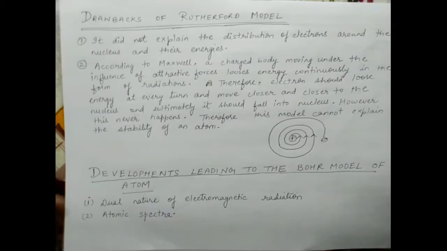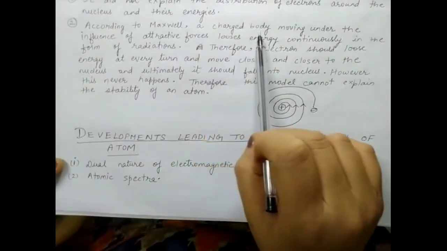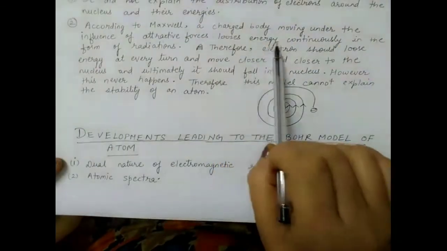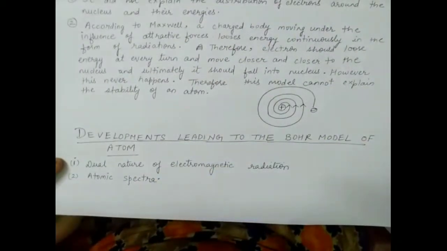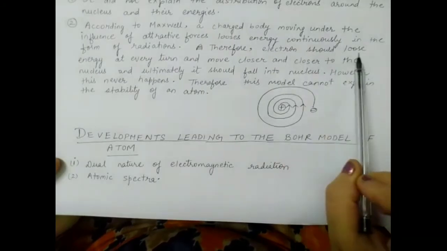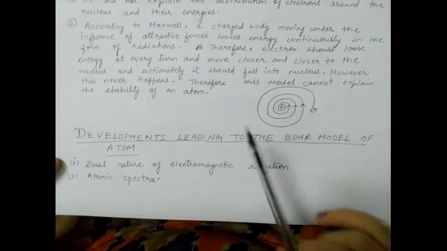Now the second drawback, which is the most important drawback: according to Maxwell, whenever a charged particle moves under the influence of attractive forces, it continuously loses energy in the form of radiation. Clear? Now electron is also a charged particle revolving around the positive nucleus, so negative-positive attraction is there. So electron should continuously lose energy at every turn. After every revolution, electron should lose energy.